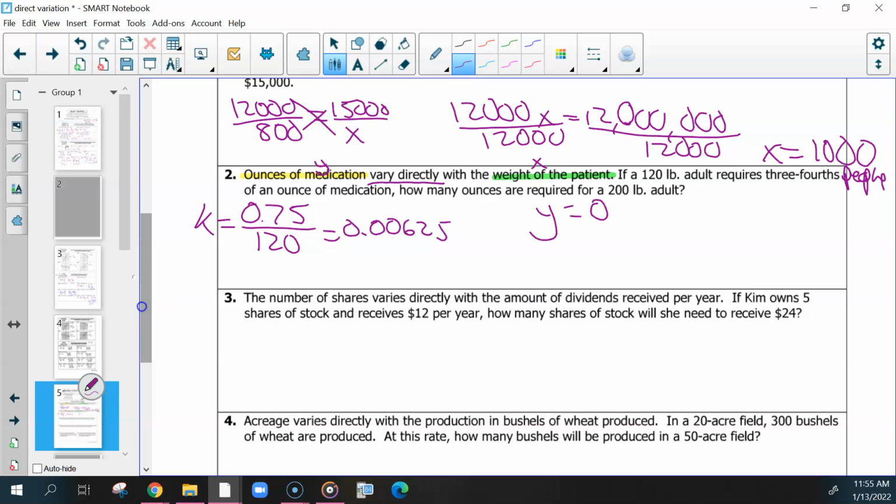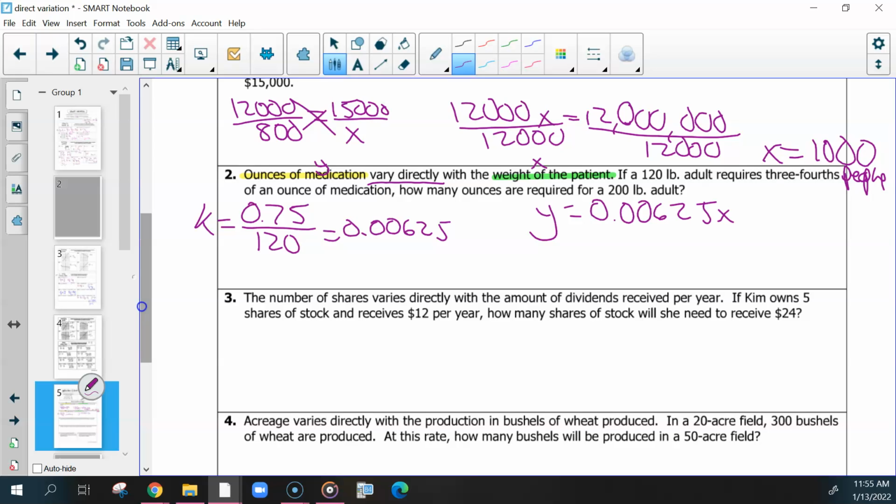Y equals 0.00625 x. Okay. So in that case, no, because they were such big numbers, but had it been like 12 over 8, then yes.